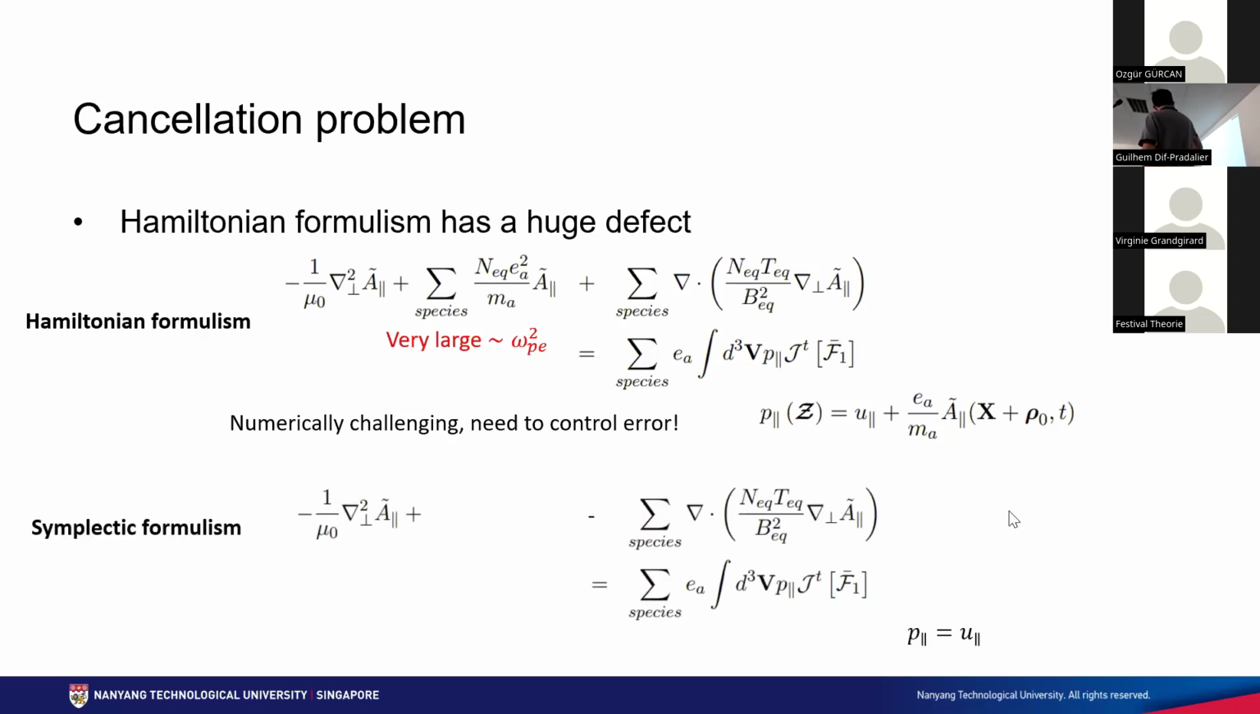If you look at the symplectic formalism, you figure out there's no such term. So in this case, if we were talking about the cancellation problem, the symplectic formalism is better. So how do we take advantage of both formalisms?